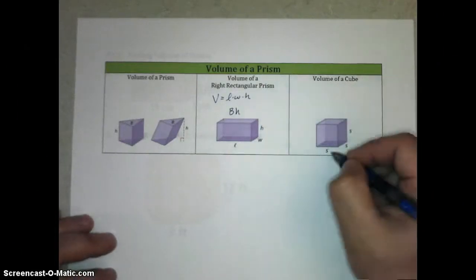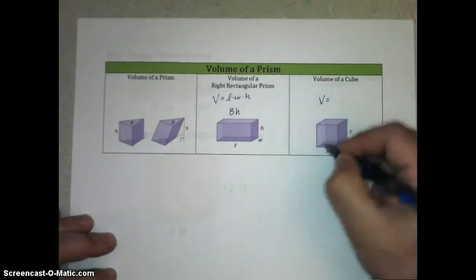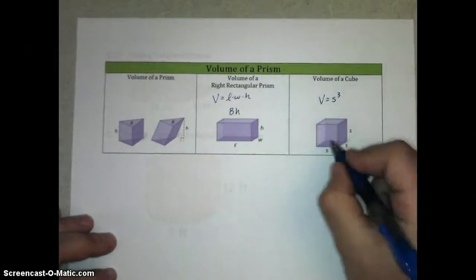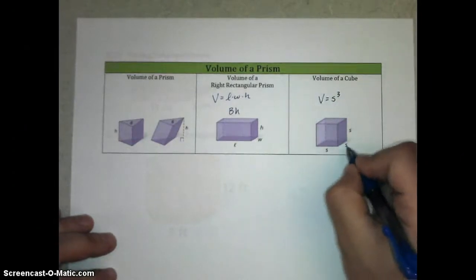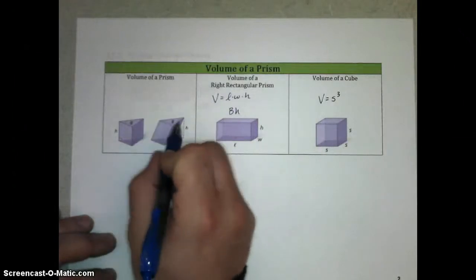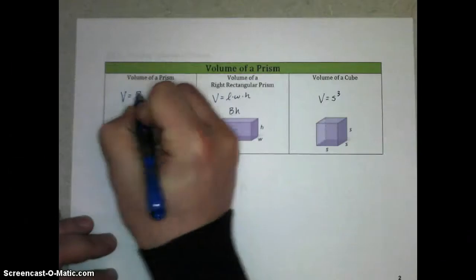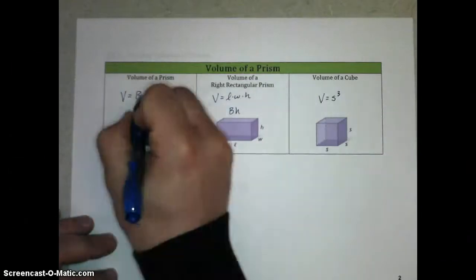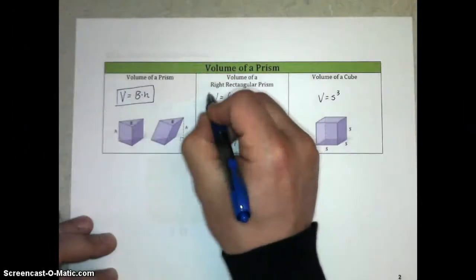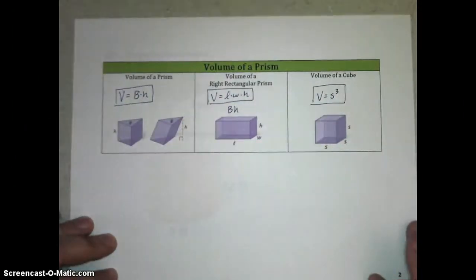So volume of a cube, length times width times height, these are all the same. So volume of a cube is that side length of your edge cubed to the third power. Length times width times height. S times S times S. So of any other kind of prism where we have a base area of B, the volume is just that base area times your height. Okay? So these are the formulas for volume we will be using in this lesson. Make sure you have those copied down correctly.